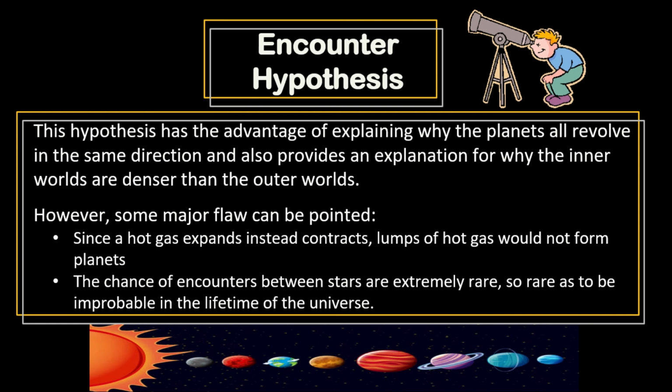So, ito yung ina-explain sa atin na major flaw ni encounter hypothesis. Dahil ito ay in the form of hot gas, hindi ito magko-contract. Hindi ito magka-clump together to form planets. Dahil ang tendency ng mainit na gases ay to expand. Gagalaw lang sila because they have energy. So that is one of the major flaw.